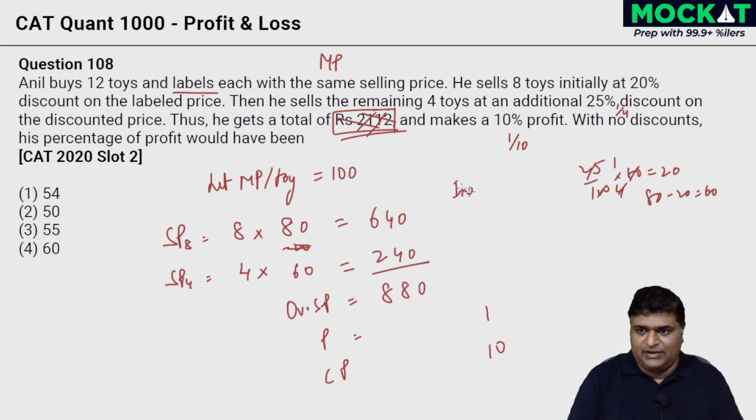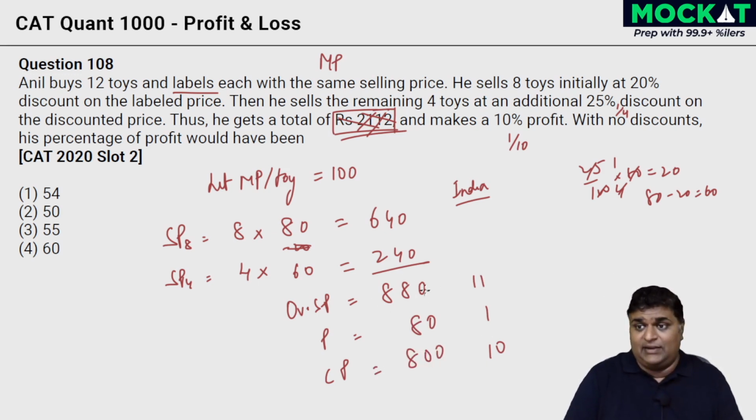You can always create an index over here. For every 10 rupees of cost price, 1 rupee is the profit, right? Start looking at it in those terms. You'll be able to answer these a lot quicker. So for every 10 rupees of cost price, 1 rupee is the profit, which means 11 rupees is the selling price. 10 plus 1, 11. So if 11 is 880, then one part is going to be 880 by 11, which comes to 80, and the cost price is nothing but 800.